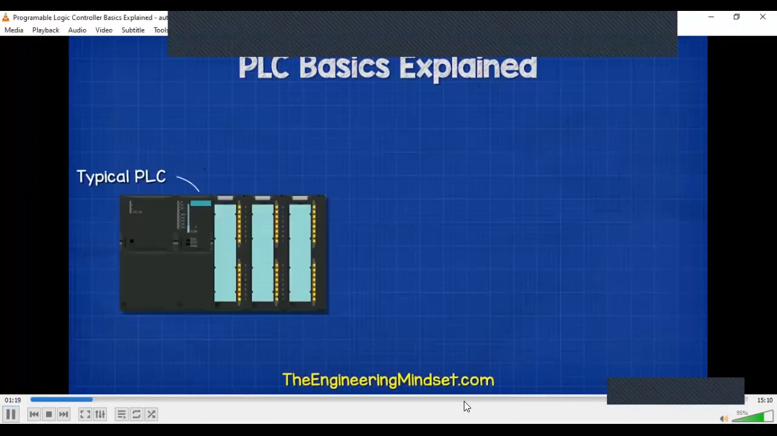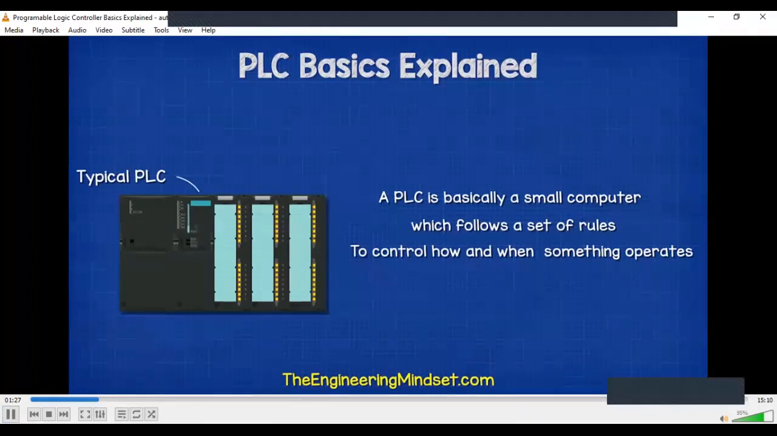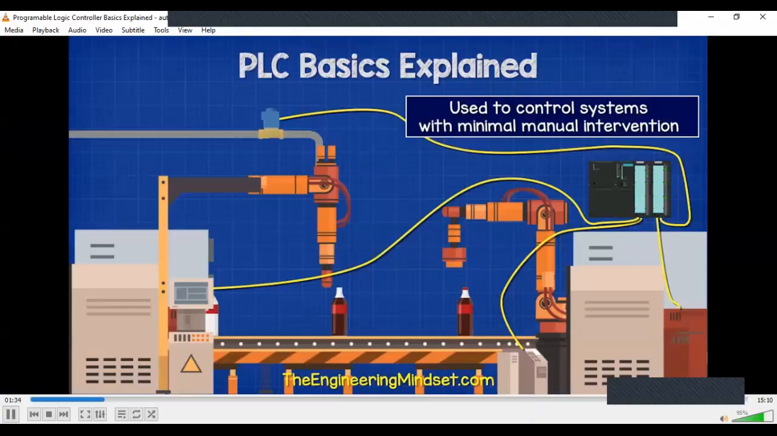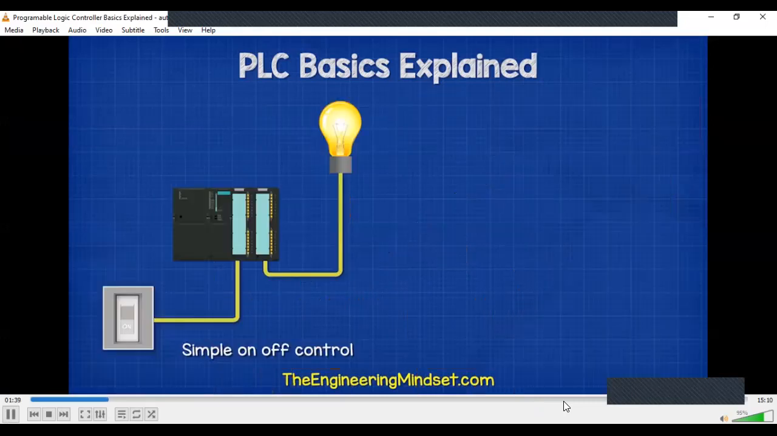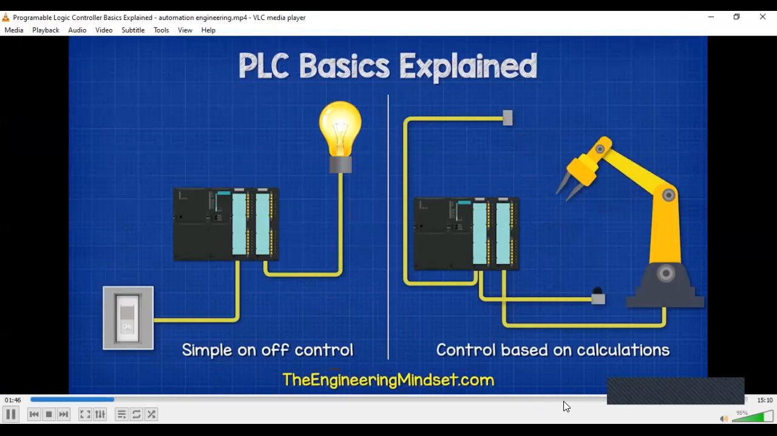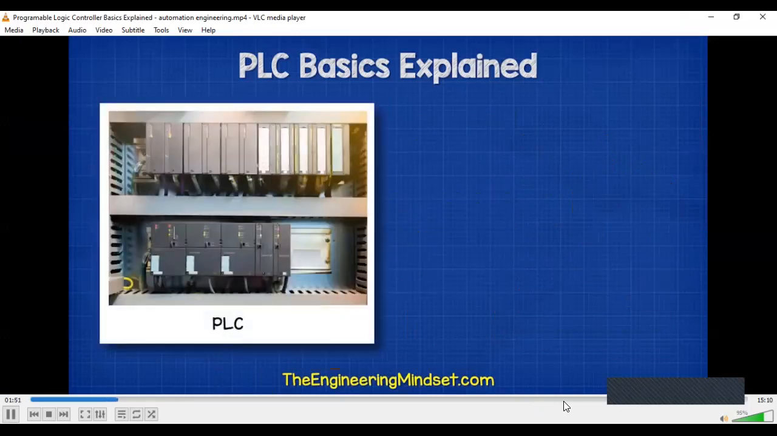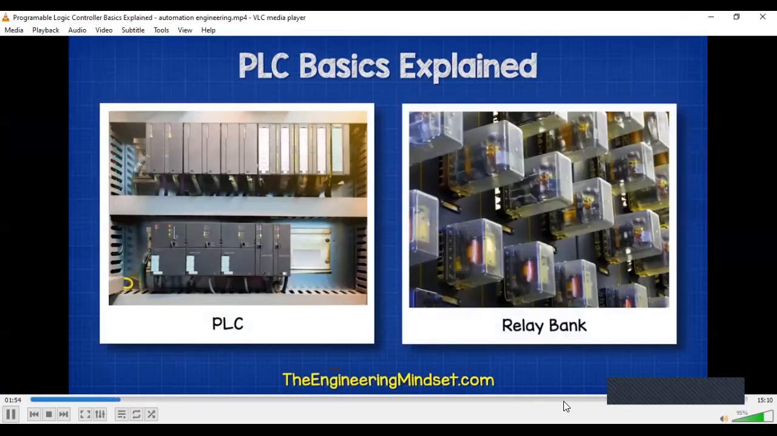Programmable logic controller is basically a small computer that can carry out pre-programmed outputs based on inputs and a set of specific rules. They control systems with minimal and sometimes even zero manual intervention. The operation can be a simple on-off control based on the status of the input, or a more sophisticated response based on calculations, sequence, and logic. Before PLCs, control was carried out via banks of relays.